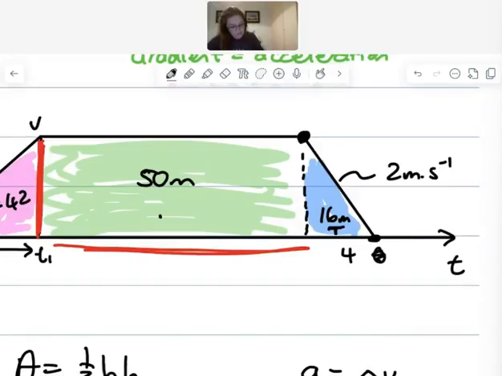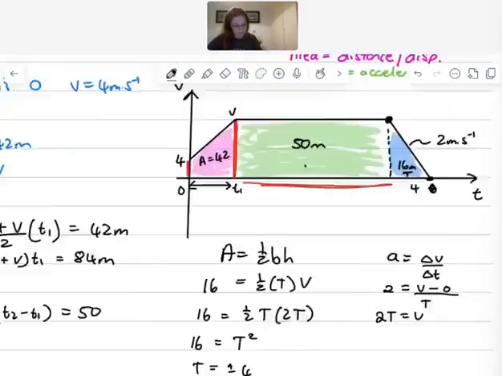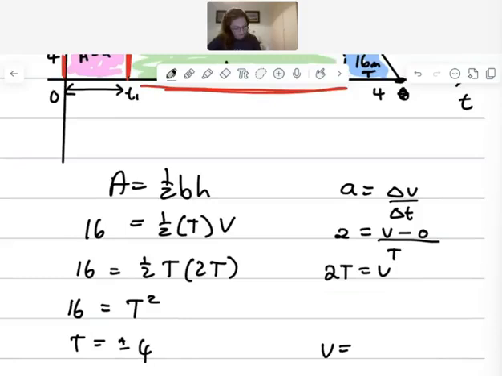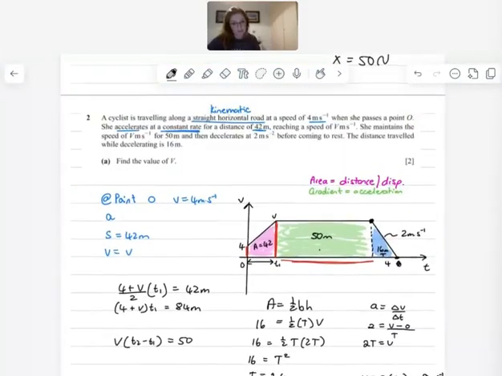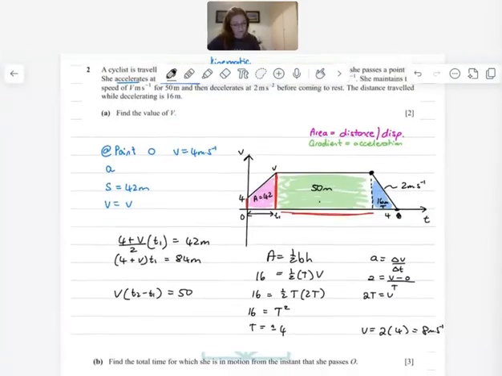Okay, if there's 4 seconds, I should be able to work out my v now. So my v is 2 times 4, which is 8 meters per second. Okay, so that was actually quite simple as soon as I did that little trick there. Okay, so I didn't even need the first few equations, I just needed those last 2.